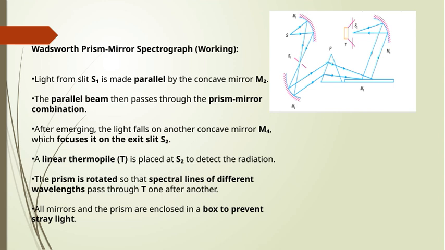To scan through different wavelengths, the prism can be rotated. As it rotates, different spectral lines pass through the exit slit one after another, allowing us to analyze the spectrum in detail. Finally, all the mirrors and the prism are enclosed in a box. This enclosure prevents stray light from interfering with the measurements, ensuring our observations are as accurate and clean as possible. This entire setup, from the collimation to the detection, illustrates how the Wadsworth spectrograph enables precise spectral analysis, a key tool in many fields of optical research.